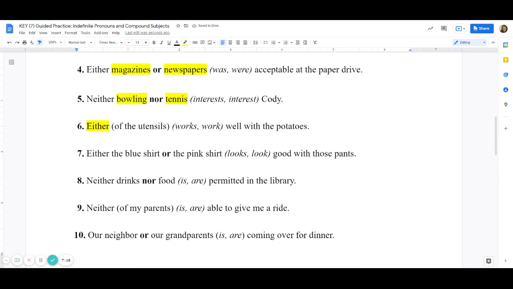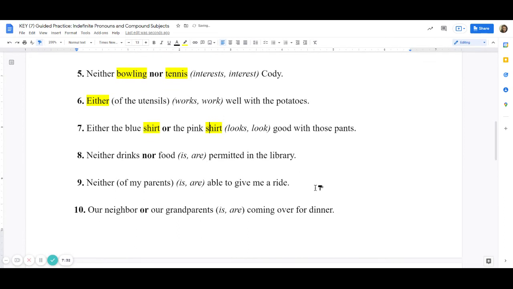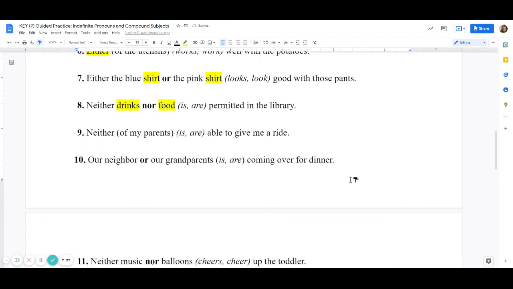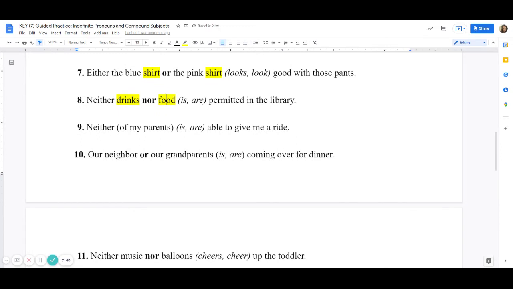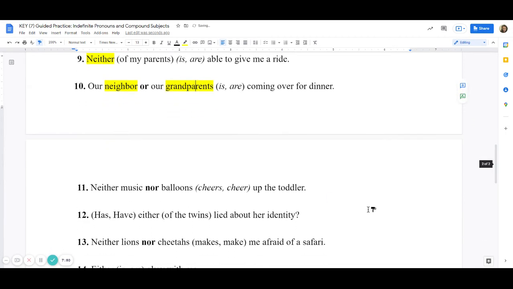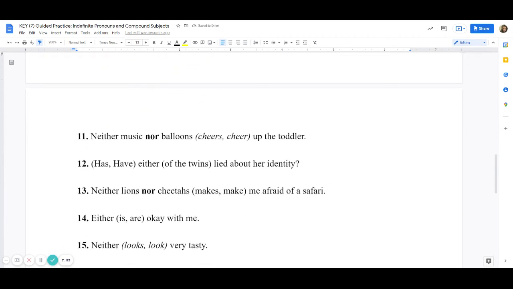Numbers 7 and 8 have or and nor, so we're going to find our subjects. 7's a little bit tricky because it has blue shirt, pink shirt, but we're still only going to be choosing our simple subject or simple noun, shirt, on both sides. Number 8, what are our 2 subjects? Drinks, food. Number 9, neither is all by itself, which means neither is your subject. Number 10, what are our 2 subjects? Since there's an or, neighbor, grandparents. 11 has nor. What are our 2 subjects? Music, balloons.